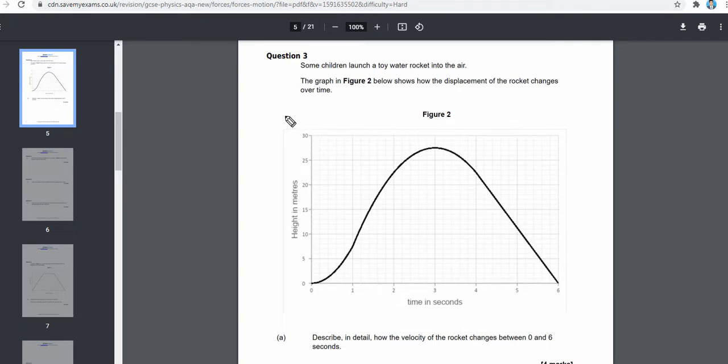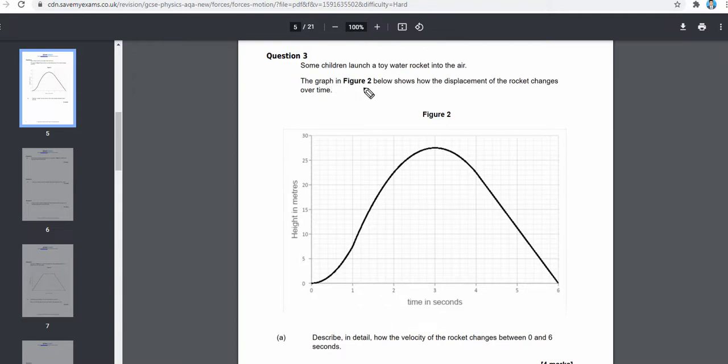Alright, so after discussing the whole topic on forces and motion, let's do an exam related question. And let me tell you over here that the concepts that we have discussed are just the basics. So if any new thing comes up, you have to be confident about that, because the questions will not be exactly the same as discussed in the basic concepts. So in the question there will be some additional points that will be asked, and you have to be prepared for that. Alright, so in this question it says some children launch a toy water rocket into the air.